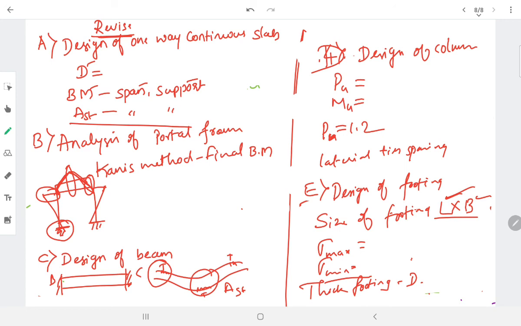Then with the help of the critical section in the footing, we have calculated the area of steel required for the footing, once we have decided L, B and D. This completes the design of the portal frame. So this actually has 5 major steps. Then afterwards we'll learn how to give the detailing in the next video. Thank you.